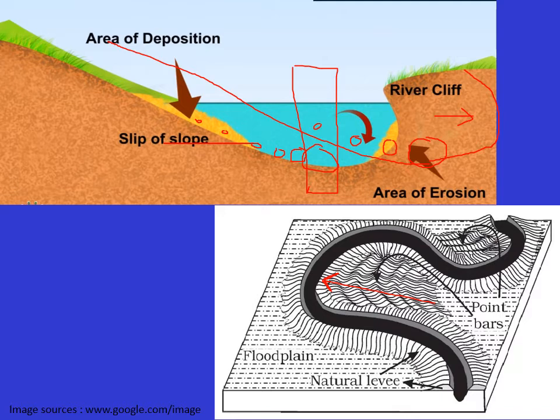And this is the picture of how point bars gradually shift their position towards the erosional sides, towards the concave bank, as more and more erosion happens in the concave bank of the river.